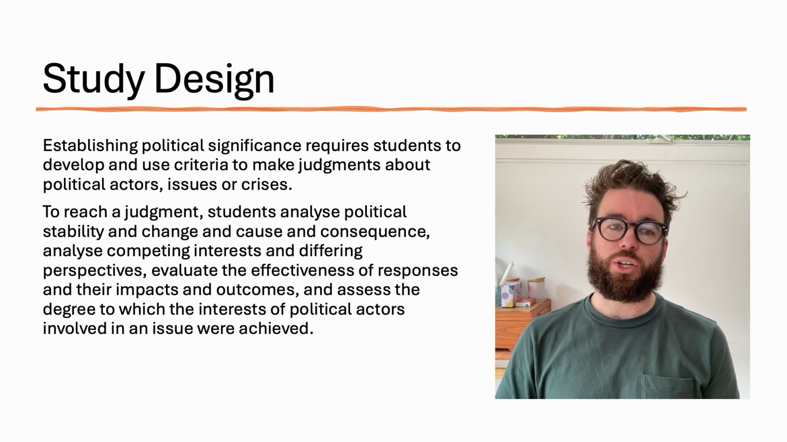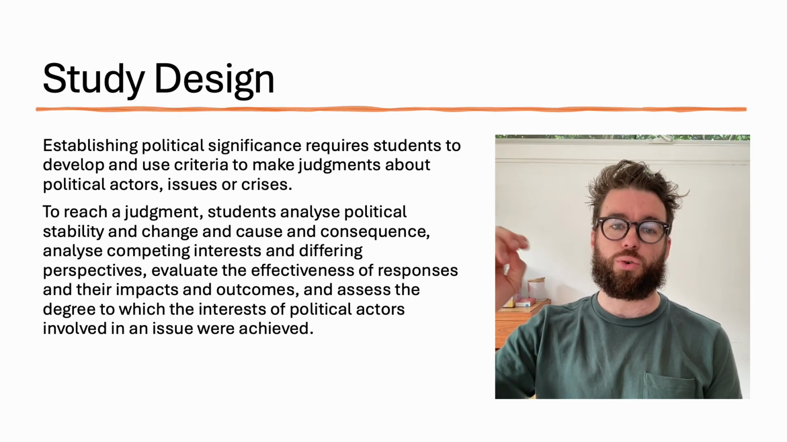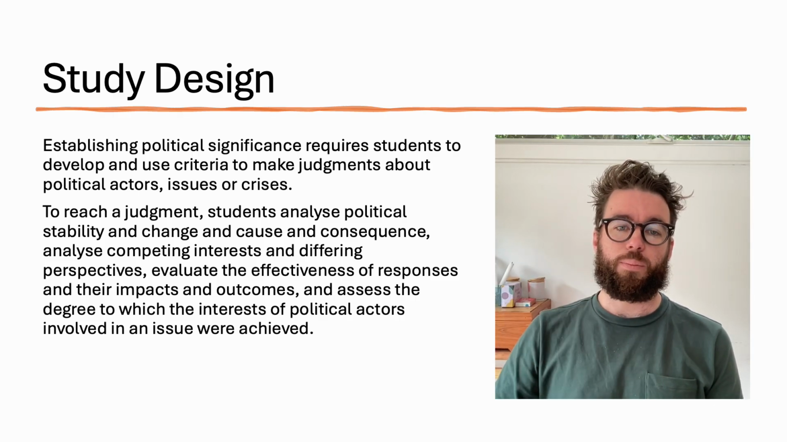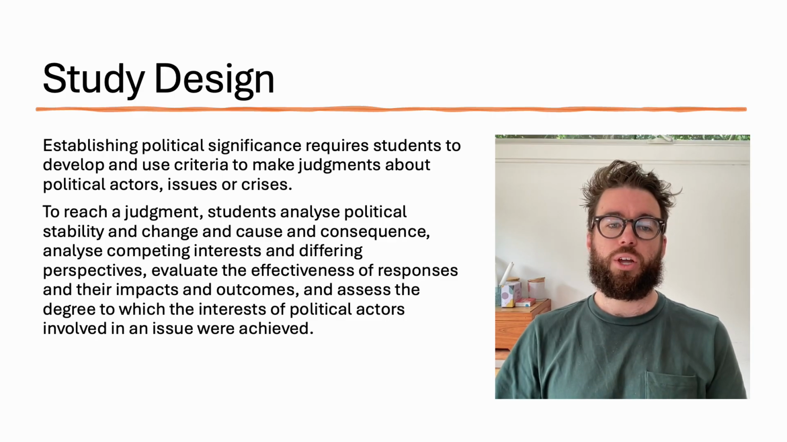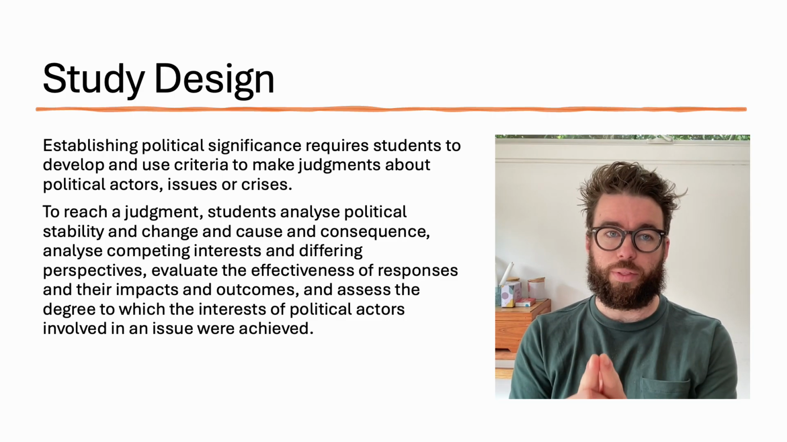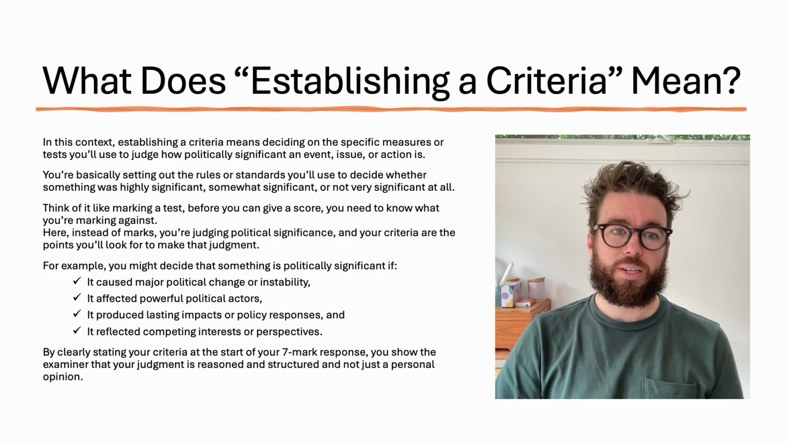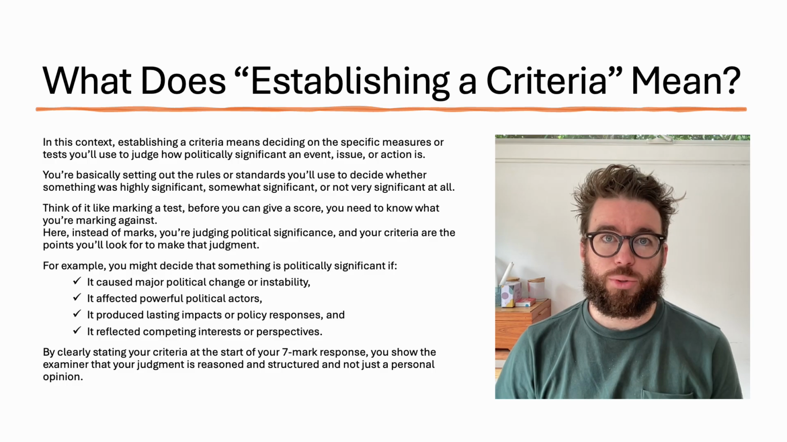To reach a judgment, you can sort of choose one of these. So choose stability or change, choose cause or consequence, choose competing interests and differing perspectives, choose the effectiveness of a response to form your criteria. We're going to get into what that means shortly. As promised, what does it mean to establish a criteria?